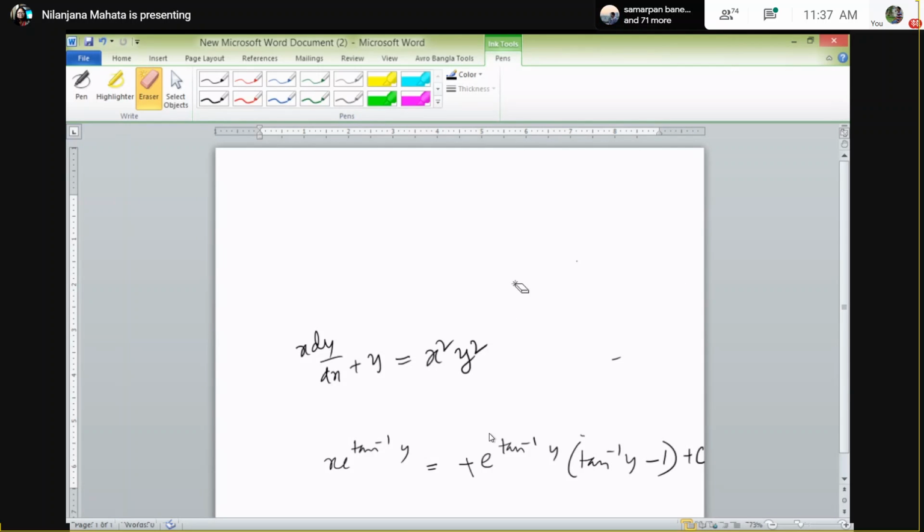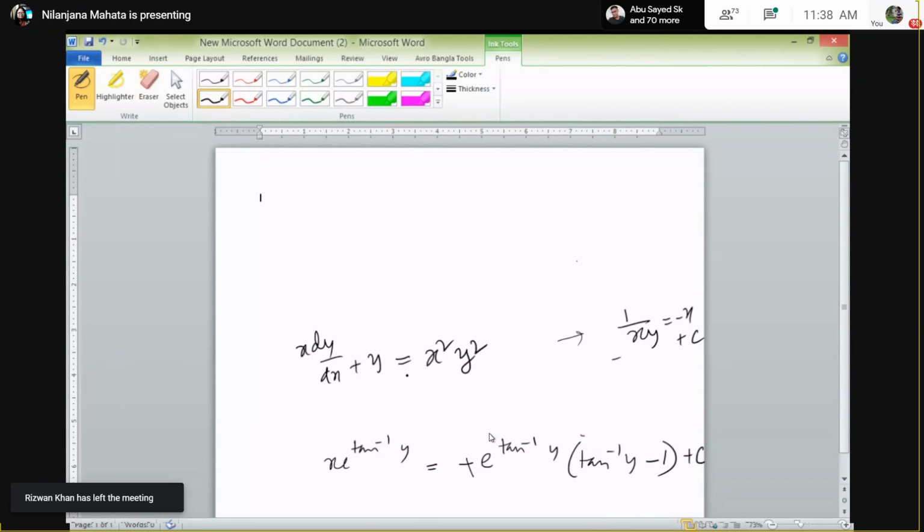For this problem, x dy dx plus y is equal to x square y square: x dy plus y dx will be d of yx equals x square y square dx. Then x square y square goes to the denominator and it will be an exact equation. You can solve this. The solution will be 1 by xy is equal to minus x plus c. Right, yes.